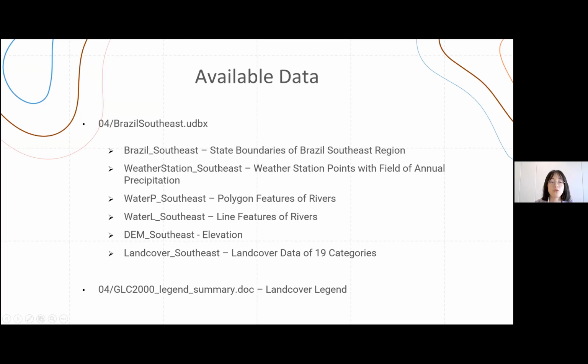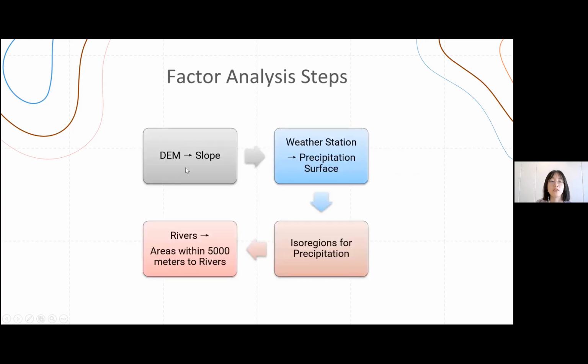So first, for the slope, we can calculate it from our DEM data. And then for precipitation, what we really want is a precipitation surface in raster format. While here we only have the precipitation record for each of those weather stations. So we need to use some raster analysis tool to produce a precipitation surface from our raw point data.